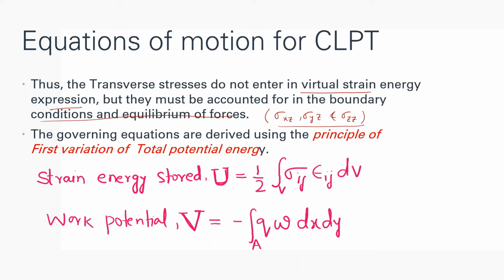The formula for the strain energy is half times the volume integral of stresses sigma ij into strain epsilon ij into dV. Similarly, the work potential is the negative of the integral of q naught w naught dx dy. So what it is stating is that we have assumed a plate where a load q naught of xy is applied. Due to this load there would be work, which is negative of the integral of q naught w naught dx dy. The strain energy stored would be half of sigma ij into epsilon ij volume integral.